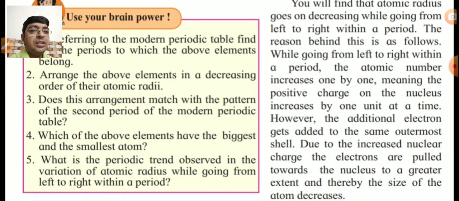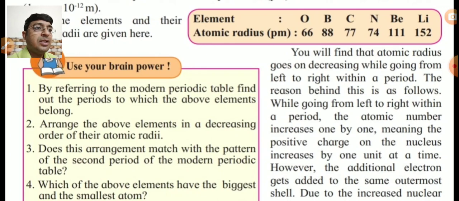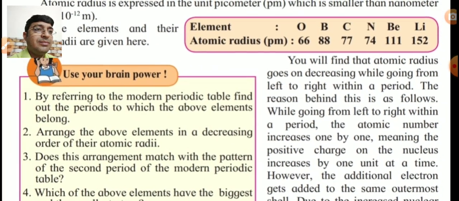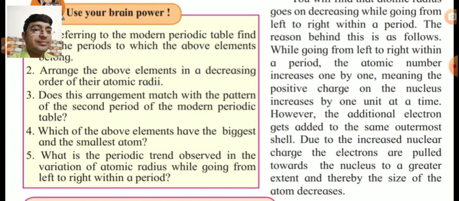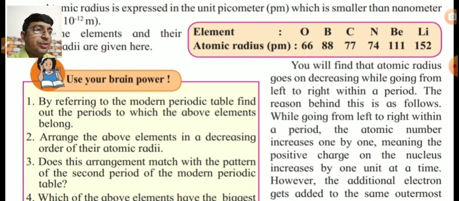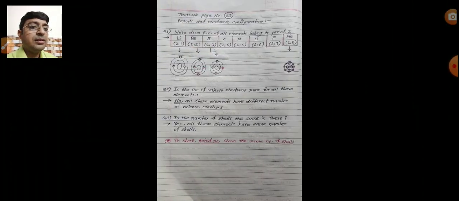Fourth question. Which of the above elements have the biggest and the smallest atom? So which is the biggest one as per the atomic radius given? Lithium is the biggest atom and oxygen is the smallest atom. Fifth question is given. What is the periodic trend observed in the variation of atomic radius while going from left to right within a period? So what do you observe? Carefully observe. I will show the answer of all the questions.